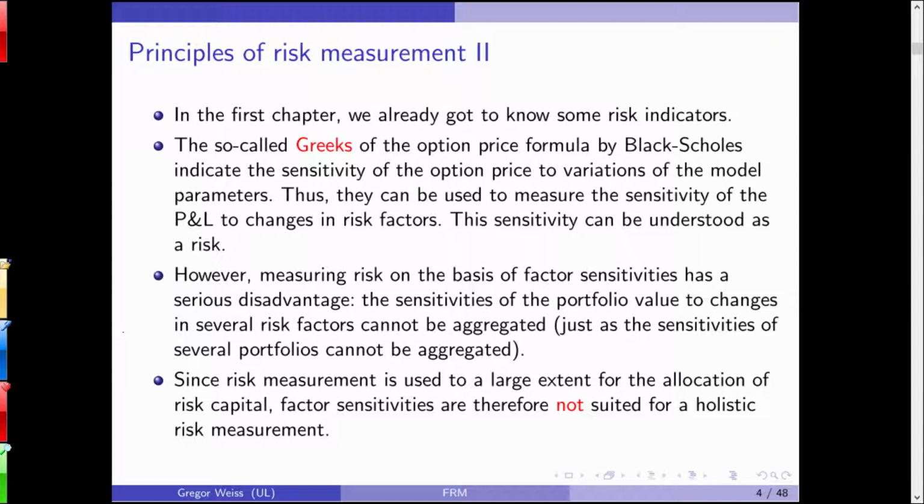Now, measuring risk on the basis of factor sensitivities has one serious disadvantage. The sensitivities of the portfolio value to changes cannot be aggregated. You cannot simply take function derivatives of, for example, the option pricing formula and simply add them. You cannot multiply them. You can simply see that these are sensitivities of this function to this variable, and if you take a different investment, you cannot combine them. This is one disadvantage. Can you think of a second disadvantage?